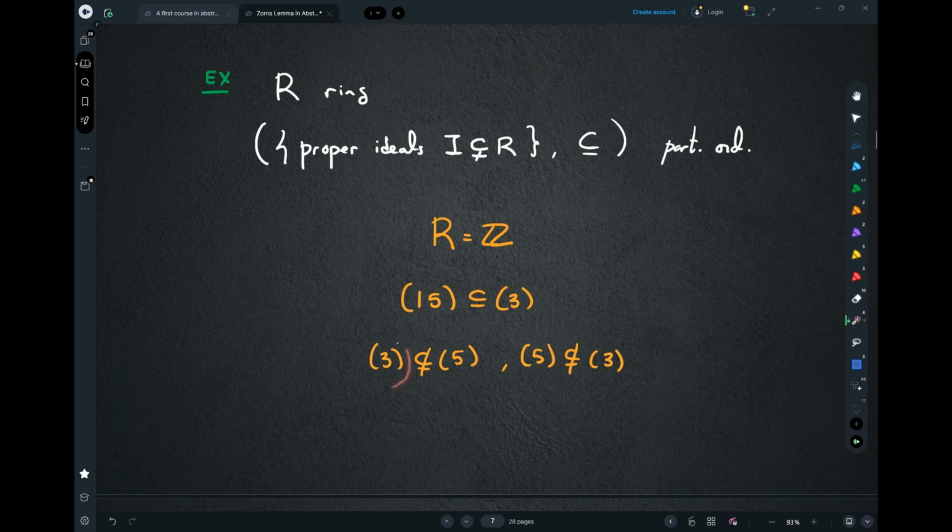But the ideals generated by 3 and 5, those are not related. 3 doesn't divide 5, and 5 doesn't divide 3. So neither one of those containments is true. So it is truly a partial order.